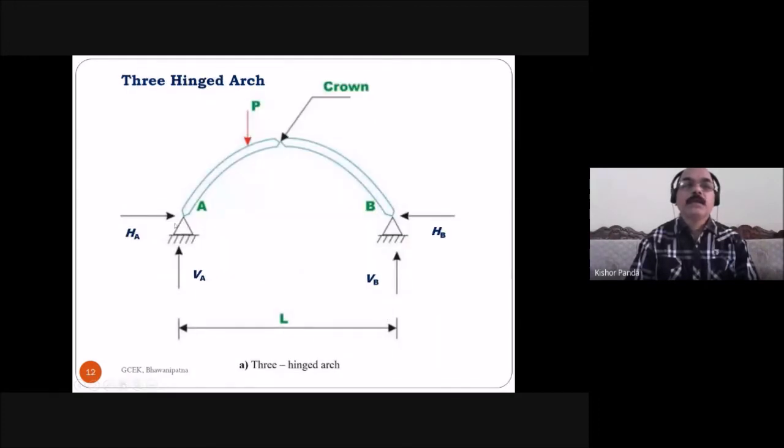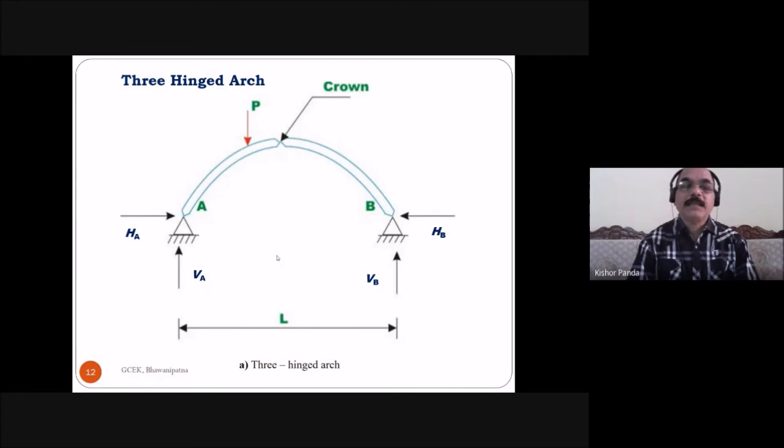So this is the 3-hinge arch. In a 3-hinge arch there are 3 hinges. This is 1 hinge, this is 1 hinge, and this is 1 hinge: 2 hinges at the 2 supports, and at the crown there is another hinge. The reactions develop in the horizontal direction at A and vertical direction at A, horizontal direction at B, and vertical direction at B. So there are 4 reaction components in the case of a 3-hinge arch. These 4 reaction components you can find from the static equilibrium equations.